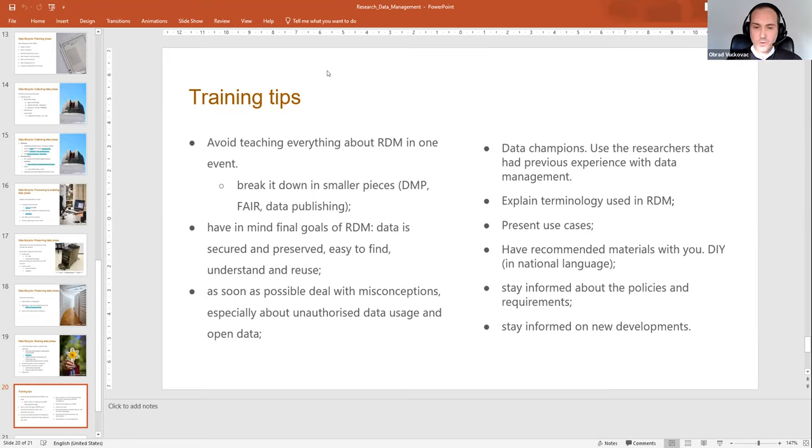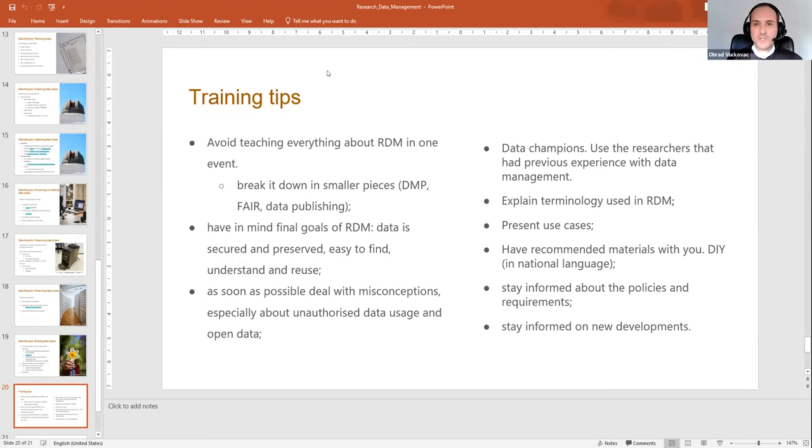Have in mind the final goals, and always explain that the data needs to be secure, preserved, easy to find, understandable, and reusable. And also deal with all the misconceptions as soon as possible, possibly at the start of your presentations, because there will be some questions, and researchers might not listen to you as much otherwise.